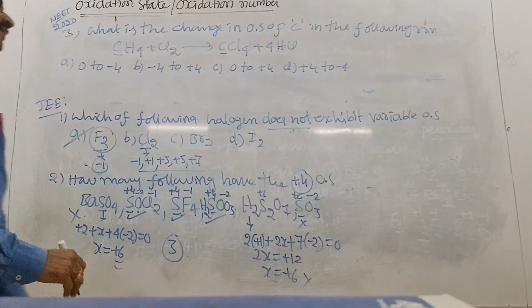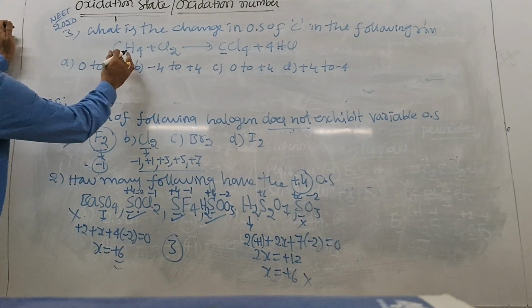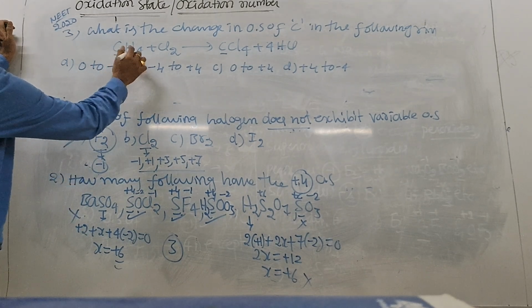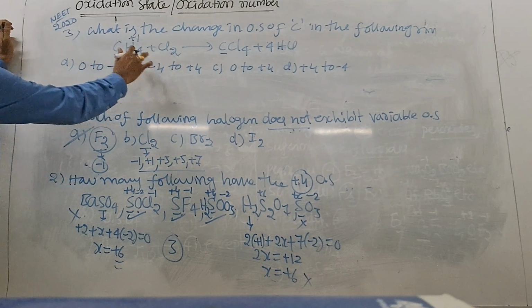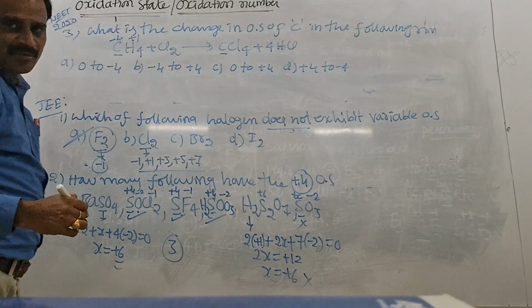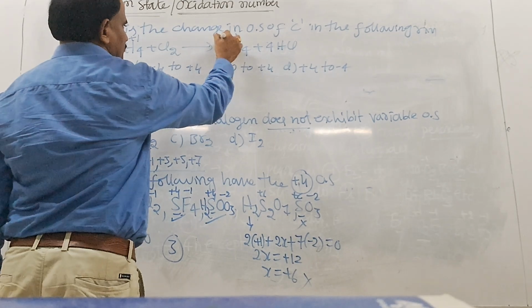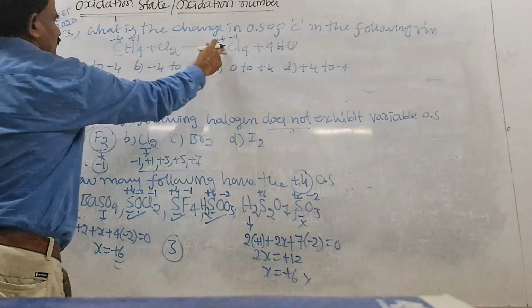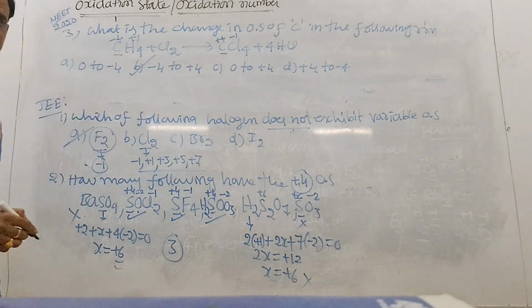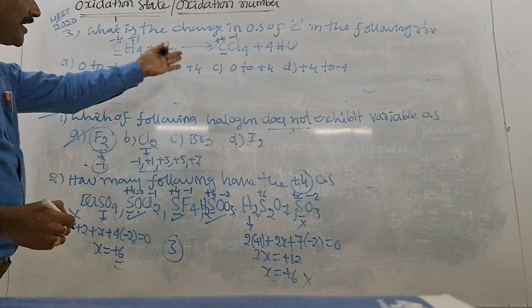This is easy. Actually, what is the oxidation number of carbon in methane? Hydrogen is +1, +1 into 4 is +4, then carbon is -4. Here chlorine is -1 generally, -1 into 4 is -4, so carbon is +4. See, -4 to +4. The answer is option B. A previous NEET 2020 question.